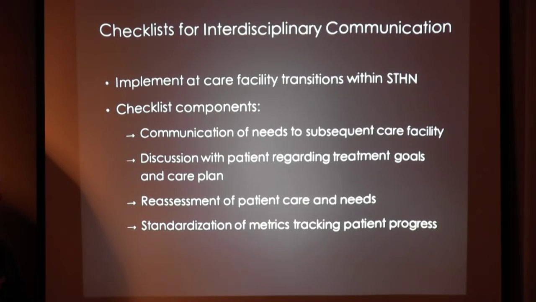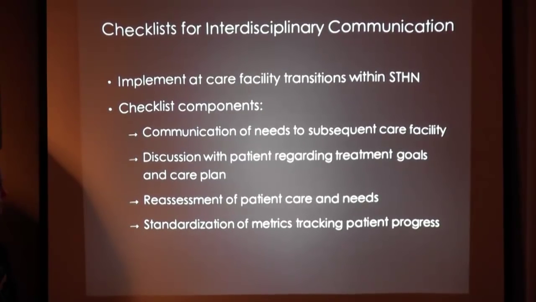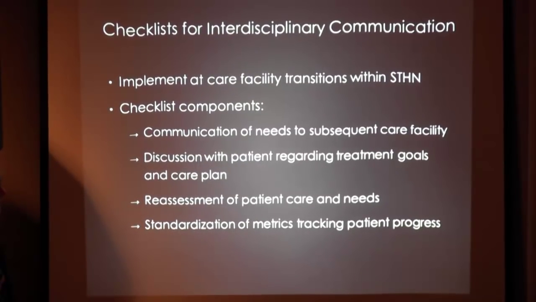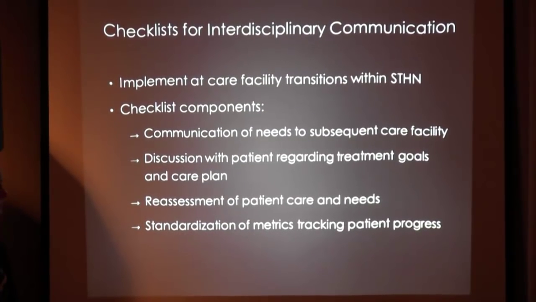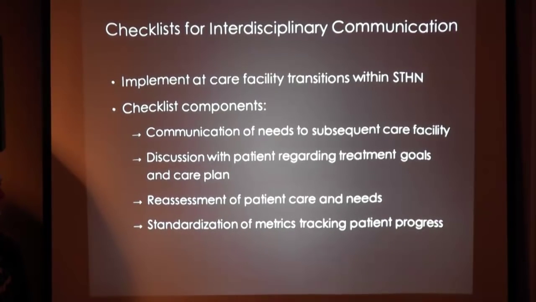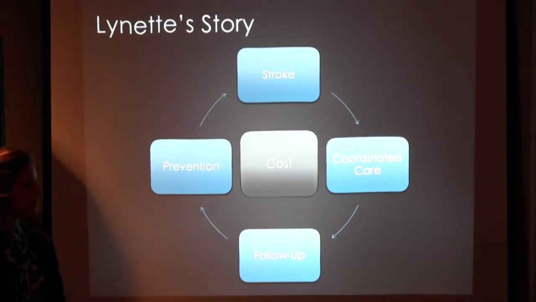Some possible components to the checklist include ensuring that we're communicating the patient needs to each subsequent facility. If we think that there's something in particular that the patient may need at some point, we want to make sure that the next facility is aware of this. Additionally, we want to ensure that we are talking to our patient and identifying what our patient's goals are for their own treatment and addressing how we think that we are going to achieve these goals for the patient, constantly reviewing this plan. Additionally, each time we move our patient from one facility to the next, we check again to see if there are any needs for the patient that were not addressed or any that need to be readdressed. And last but not least, we want to ensure that we have a list of standardized metrics that we can use to track patient progress throughout this care process.